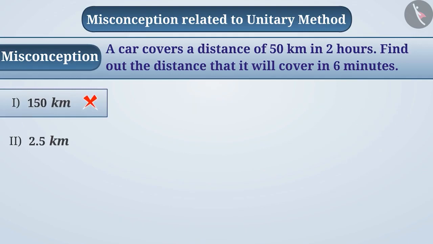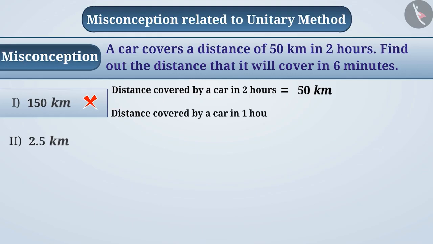To solve any question, it is a must to consider its units. Here, the distance covered by a car in 2 hours is equal to 50 kilometers. Thus, the distance covered by a car in 1 hour is 50 divided by 2, which is equal to 25 kilometers.